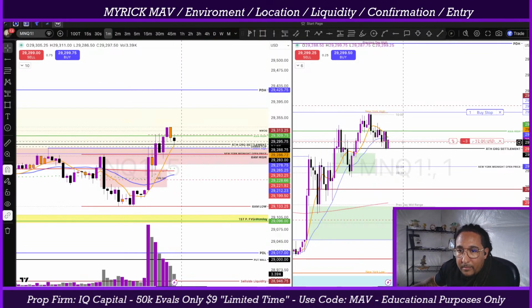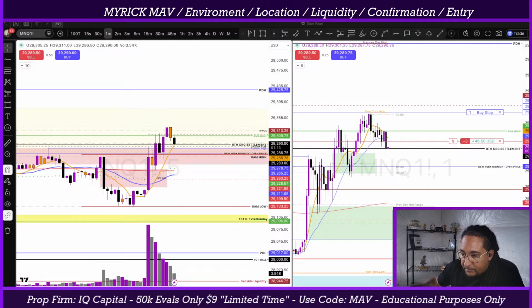So we went back up, tapped that 300 again. If we get back above that 300, we'll close this trade. But let's ride it down. Let's see if we can ride it down here. Let's get it on down.